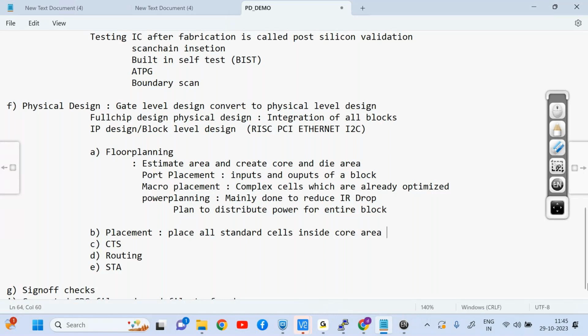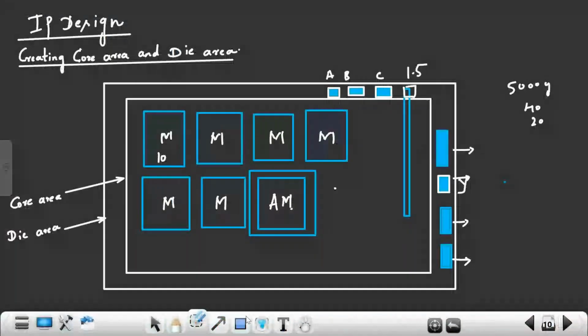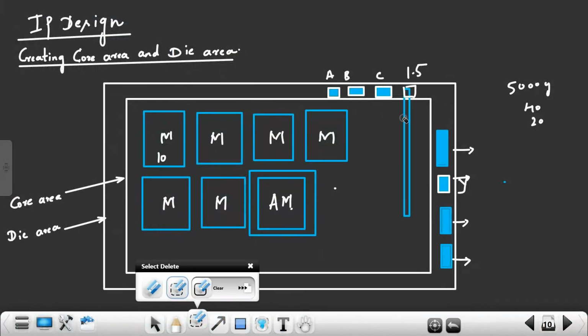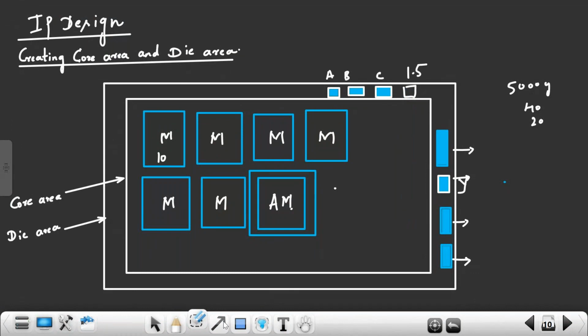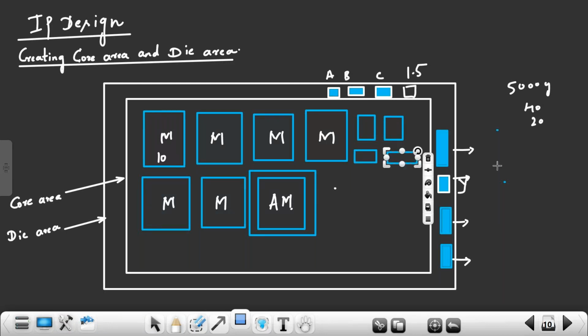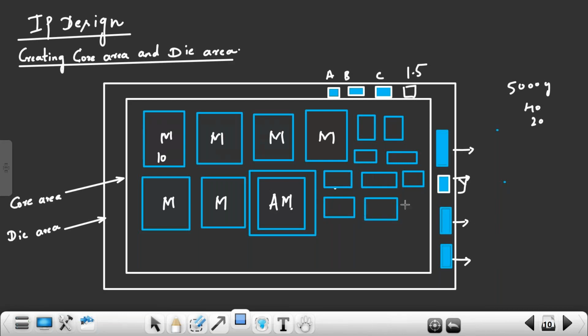So how to place all the standard cells inside the core area? My tool will place it. I am not going to place it. My tool is going to place all the standard cells inside the core area. So now we have started placing all the standard cells. What are the standard cells? These are layouts of standard cells. Here I use the LEF file. What am I placing here? Layout of standard cells. We are not going to draw the layout. The layout team has already drawn the layout and they have given it in the form of a LEF file. So we are just placing the layout of the cells in the core area.